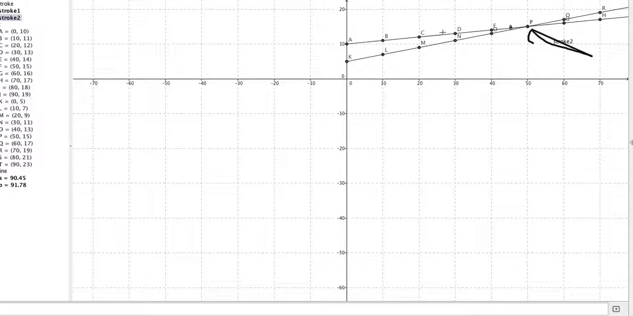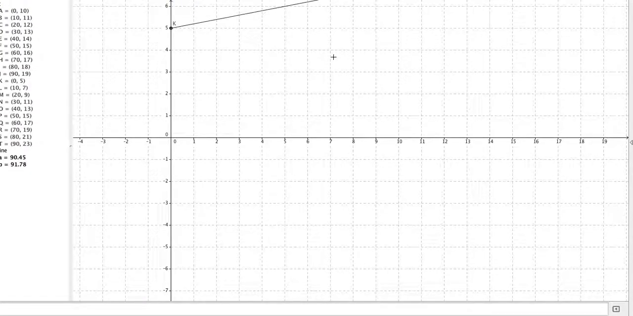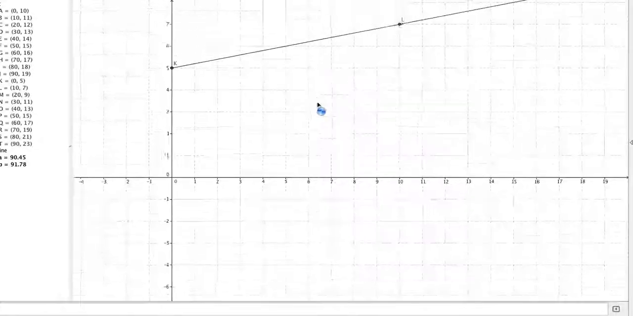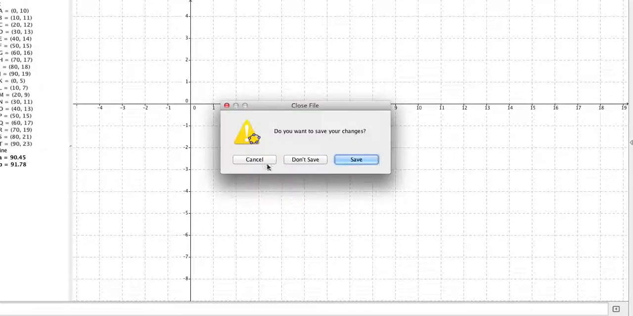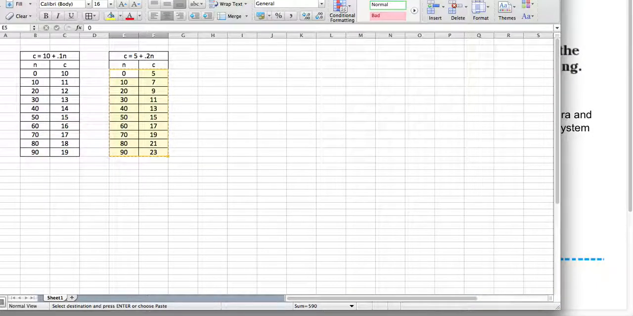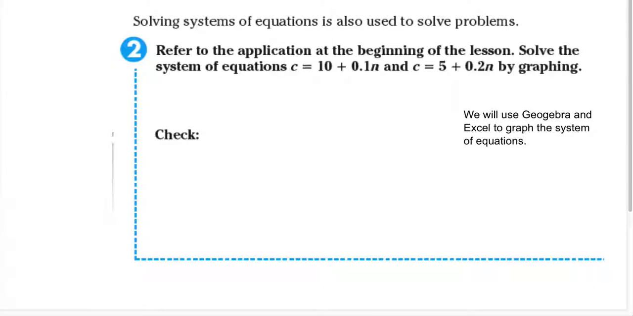That point will be, oh my goodness gracious. Well, you get the point. Okay, that'll be 50 and 15. Okay, well, it's gone now. So that is how you graph that particular system of equations if you are not going to use a table of values.